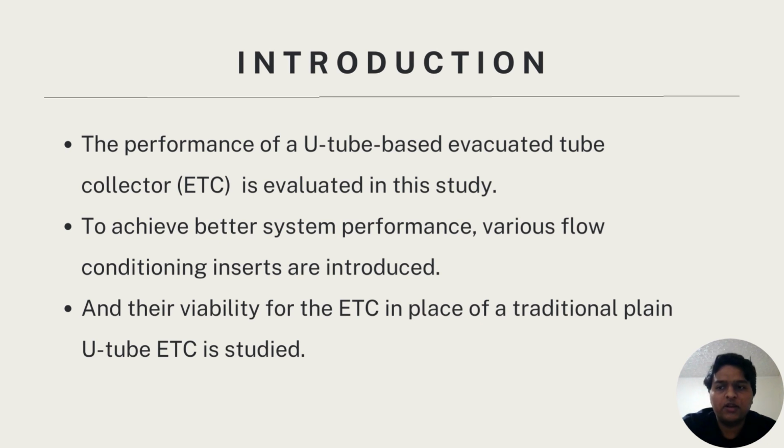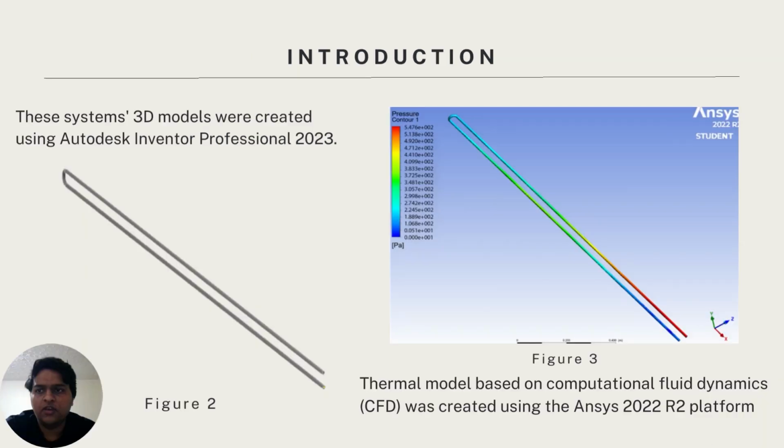We will also try different materials for the U-tube, such as copper, aluminum and brass. Optimizing operating parameters for maximum performance is also a part of our study. As there is no actual setup, we are going to evaluate results using the ANSYS 2022 R2 platform for thermal analysis and Autodesk Inventor for 3D modeling.